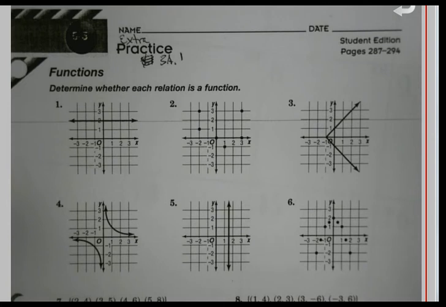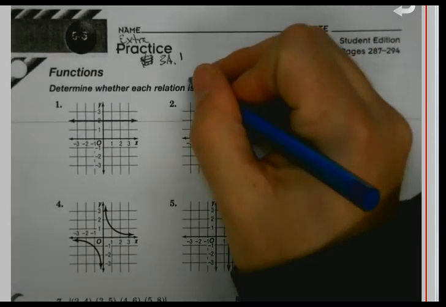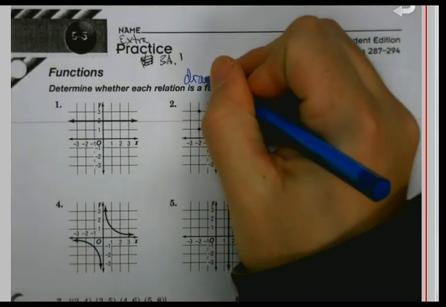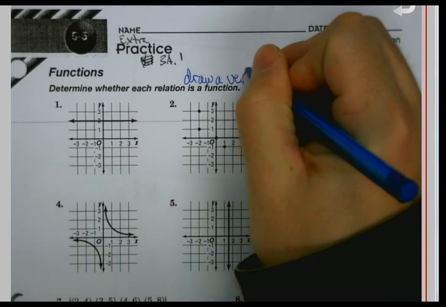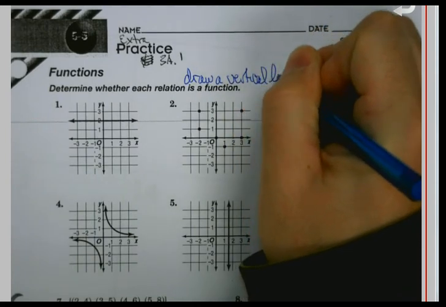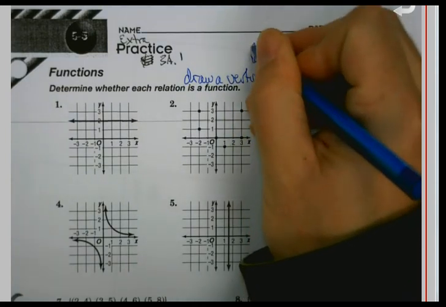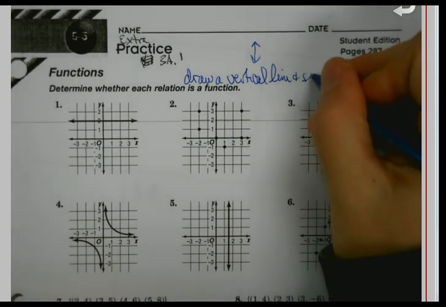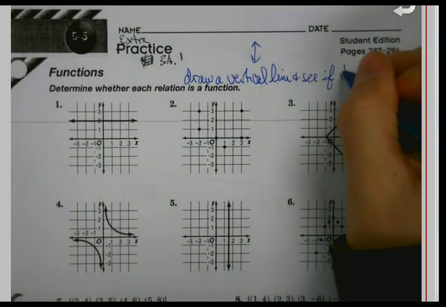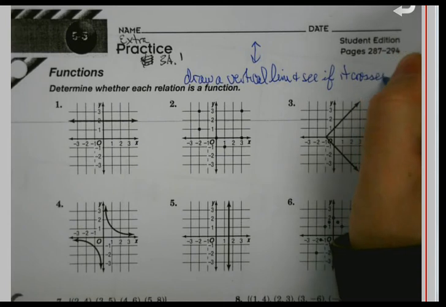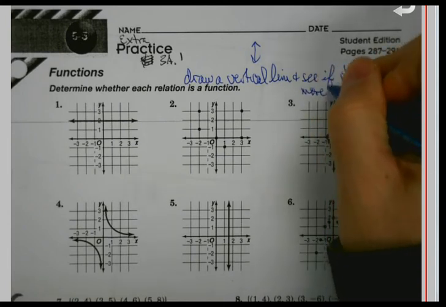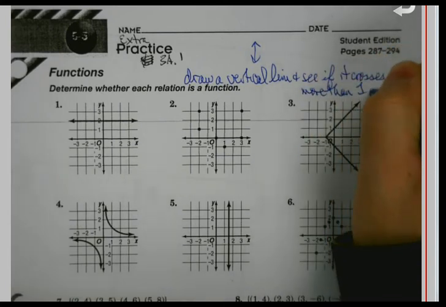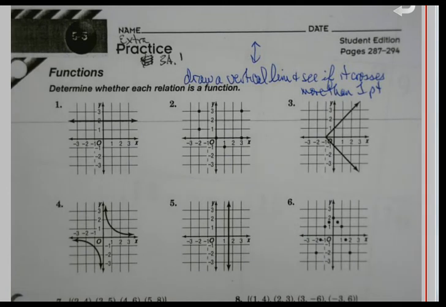To remember if a relation is a function graphically, we're going to draw a vertical line. And again, a vertical line is one that goes up and down like this. And see if it crosses more than one point. If it crosses more than one point, it's not a function anymore. It doesn't pass the vertical line test. If it's okay, then that works all right for us.